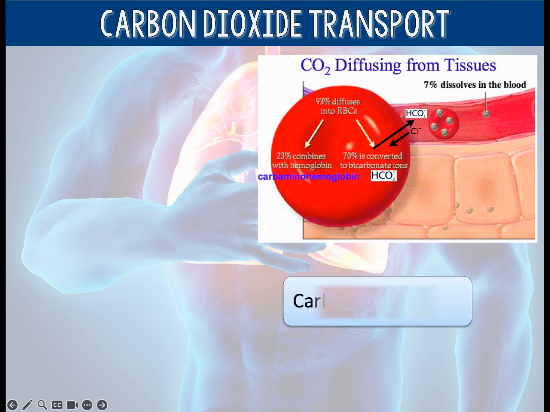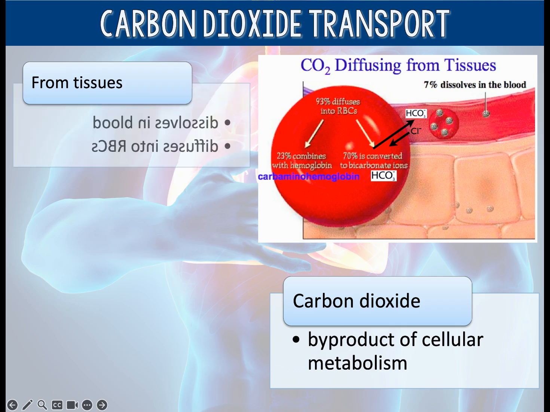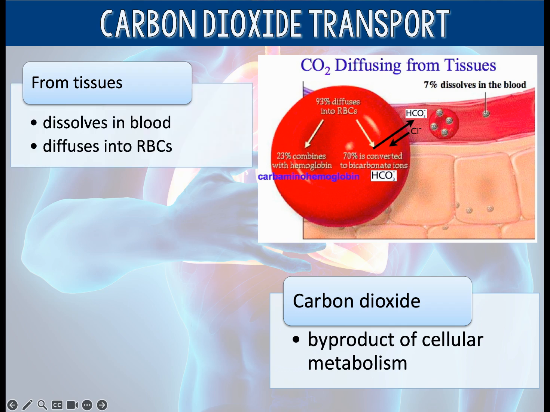Carbon dioxide is a byproduct of cellular metabolism and it is transported in the blood in three ways. So it goes from your tissues, right? Every time your cells do something in their metabolism, it produces CO2. So it needs to be dissolved in the blood and diffuses into the red blood cells. And it is transported by the blood in three ways.